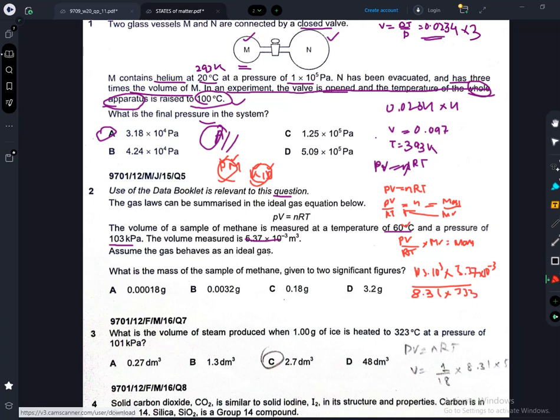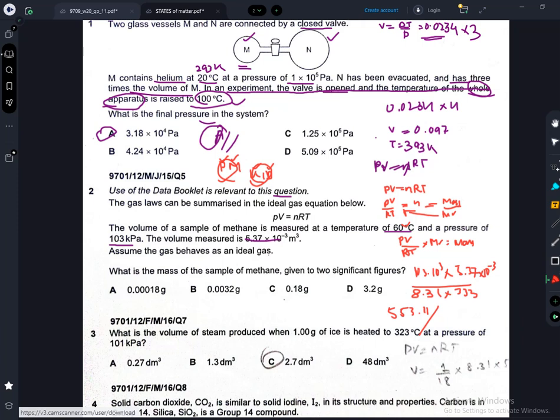So 103 times 10 raised to power 3, multiplied by 5.37 times 10 raised to power minus 3. So this is 553.11, and it is divided by 8.31 into 333.